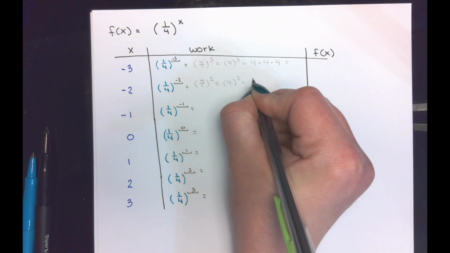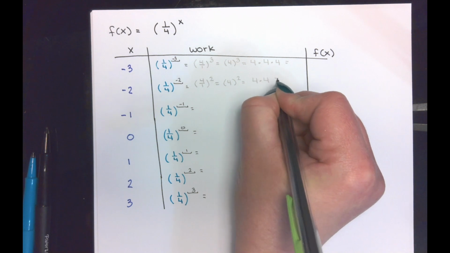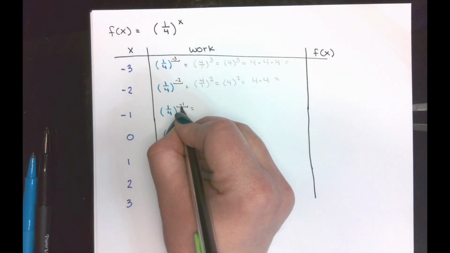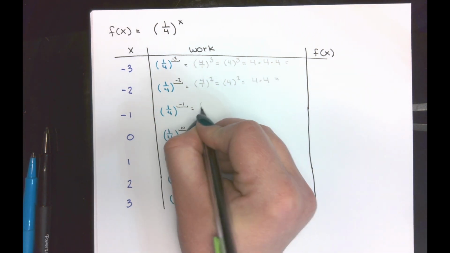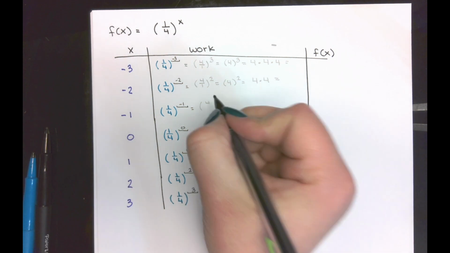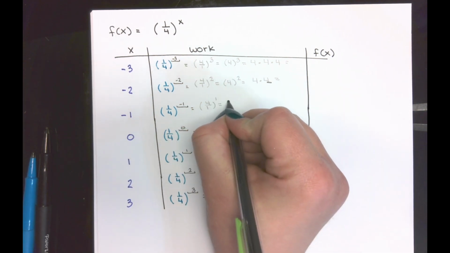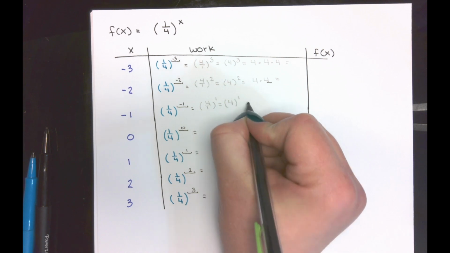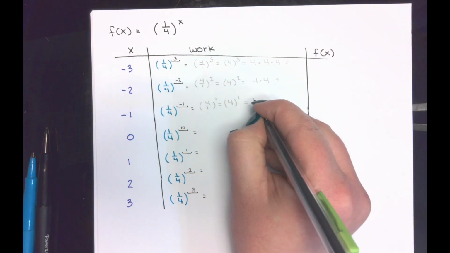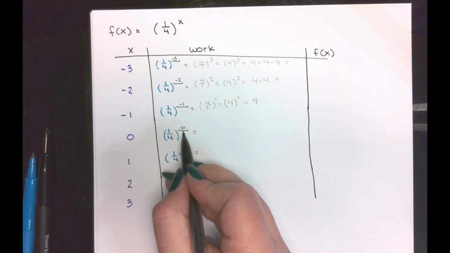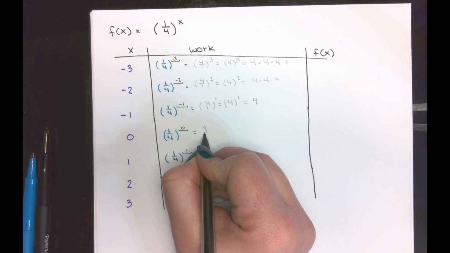How many times are we writing our base? Twice. Is the exponent negative? Yes. What do we do? Flip the base. Make the exponent positive. I'm going to simplify that to just 4. How many times are we writing our base? Once. Remember, anything to the power of 0 is automatically 1.